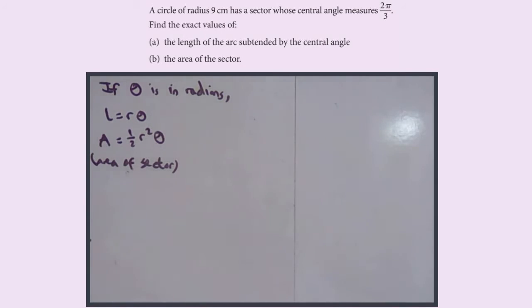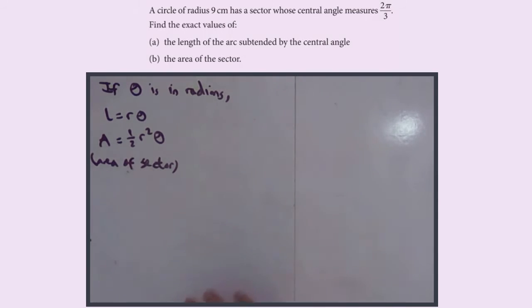And those formulas are so simple compared to their degree equivalents. Remember that the length of an arc, if theta is in degrees, is theta over 360 times 2 pi r. It's a mess. Area of sector, if theta is in degrees, is theta over 360 times pi r squared. These formulas are clearly much easier. They were a real argument for using radians. In fact, a lot of things get easier in radians.